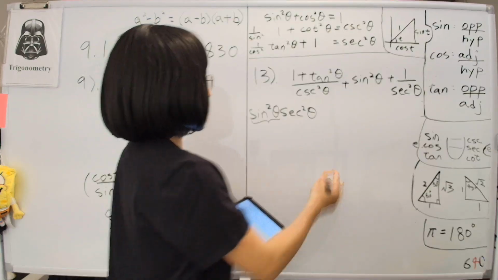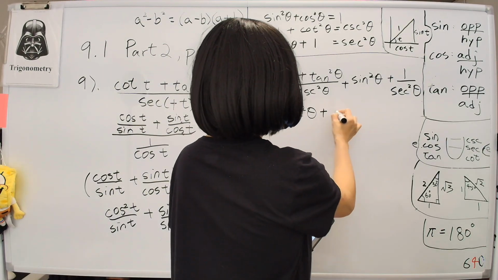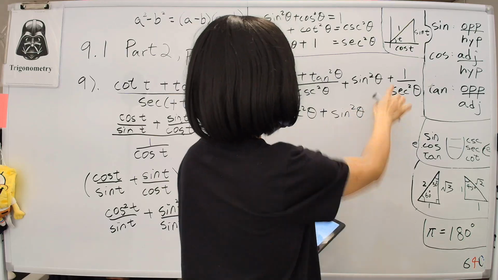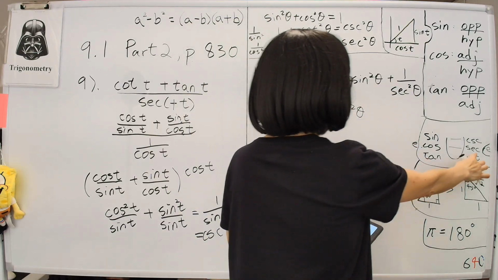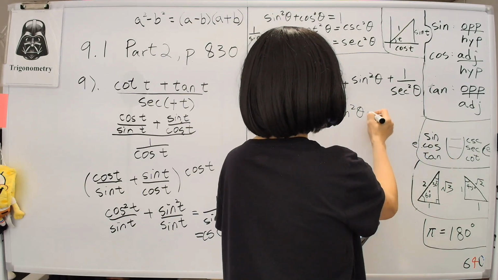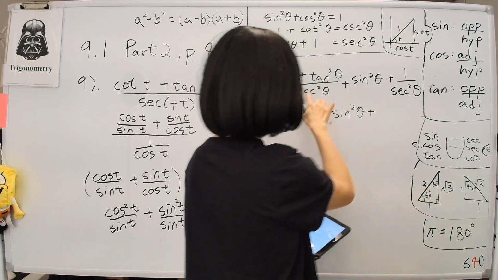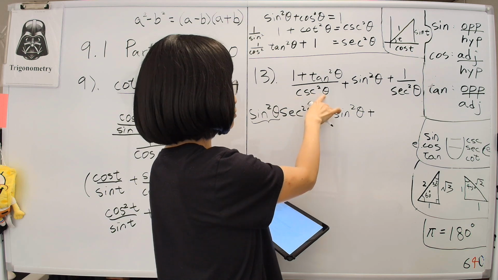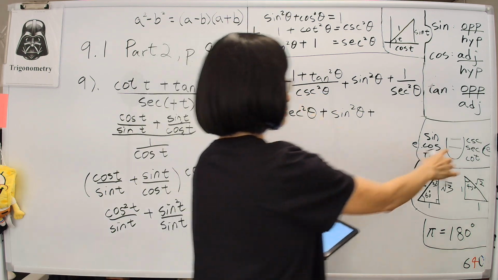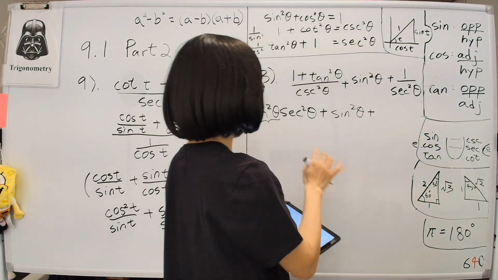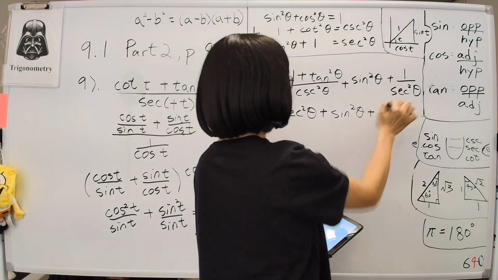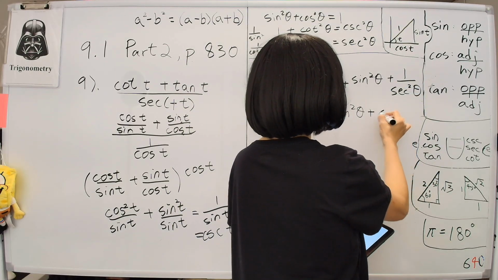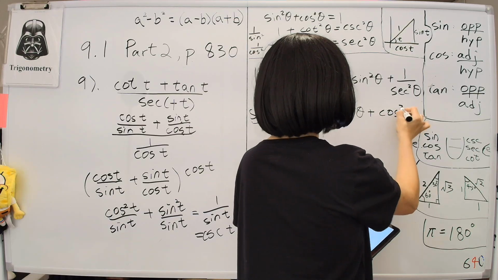And the next thing is we have plus sine squared theta, and then 1 over secant squared. 1 over secant is cosine squared. Right here I should probably have said this is 1 over cosecant squared. That is the same as sine squared, because 1 over cosecant is sine, and then 1 over secant is cosine, because this is 1 over secant squared. So this is cosine squared theta.